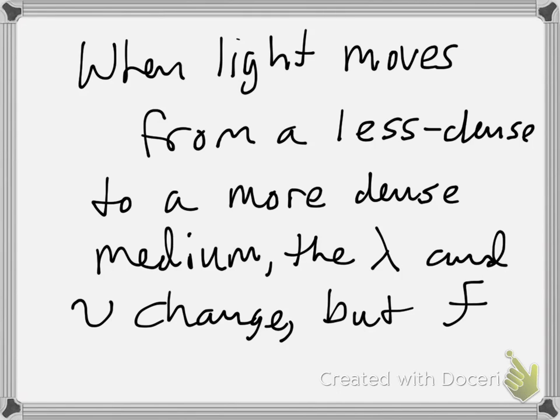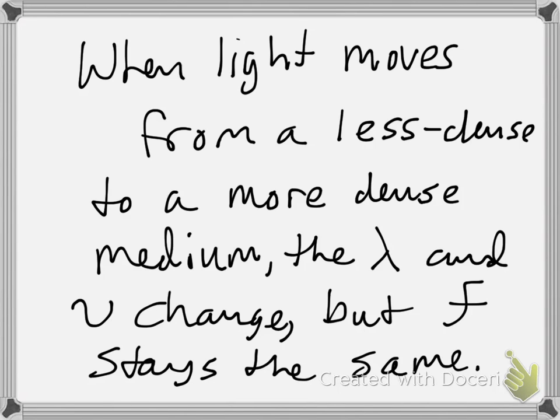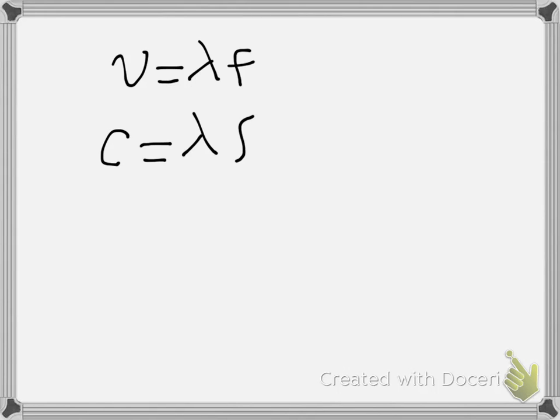But the frequency stays the same. Okay, so if we go back to our wave equation, remember that the velocity of any wave can be described by its wavelength times its frequency. And for light, the speed of light is just c, so the speed of light equals the wavelength of an electromagnetic wave, or a wavefront, times the frequency of those waves. And when we shine a light from air into something like water or glass, we're changing the speed and the wavelength, but f stays the same. All right, so that's very, very important to note.